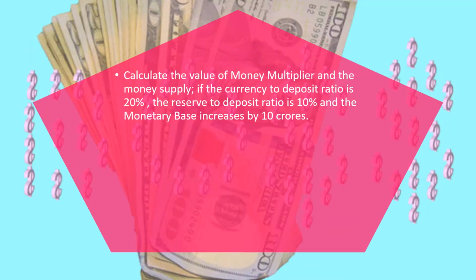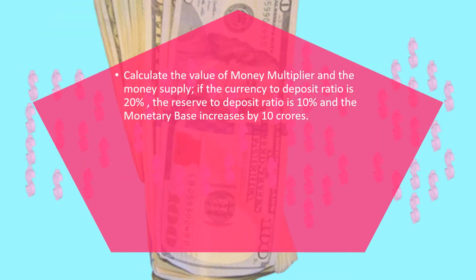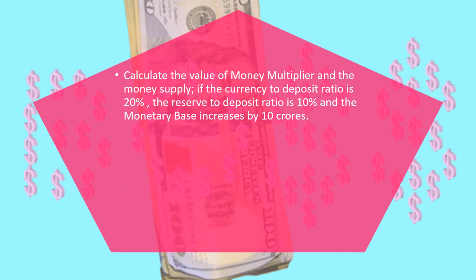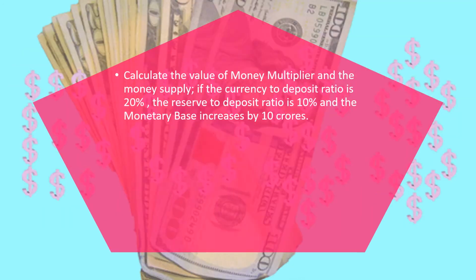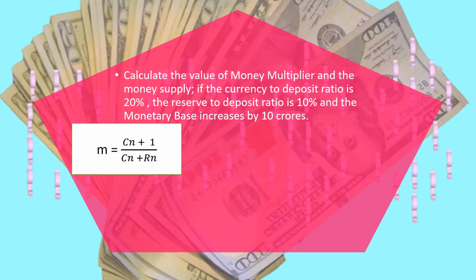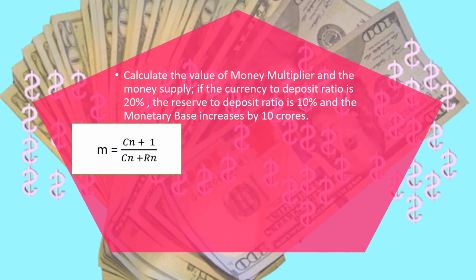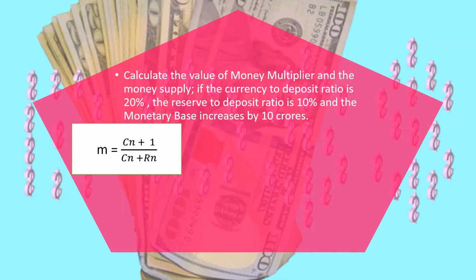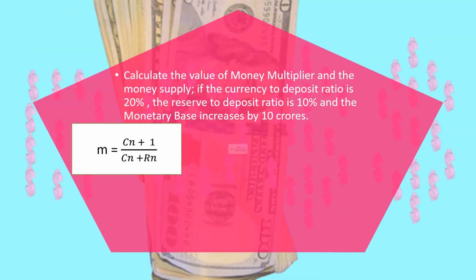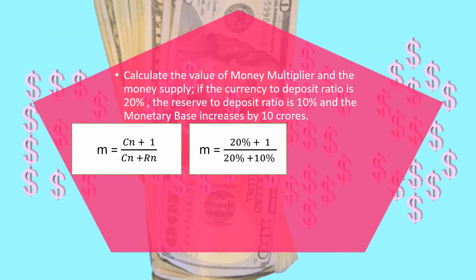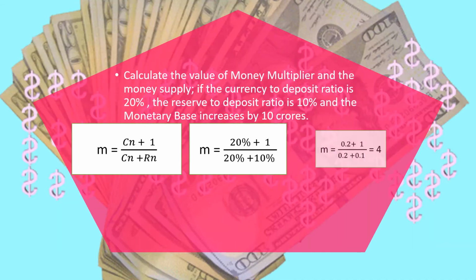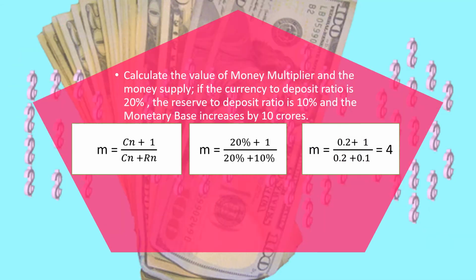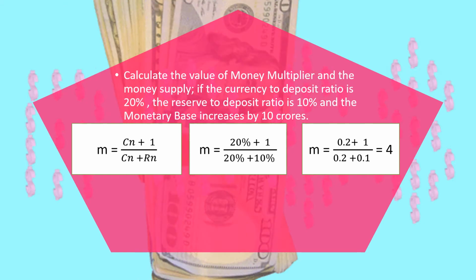Same question. Calculate the value of money multiplier and money supply if the currency to deposit ratio is 20%, reserve to deposit ratio is 10%, and the monetary base is 10 crores. Now, if I have to find out what is the money multiplier value, I would use this formula: Cr plus 1 divided by Cr plus Rr. Hence, over here, the currency to deposit ratio is 20% and reserve to deposit ratio is 10%, which I have substituted in the formula, which gives me a value of 4. That means the money multiplier value is 4.